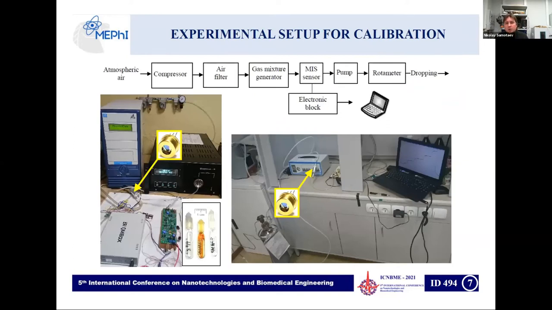Here we present some experimental setups which we're using for calibration, which contain a gas mixture generator, using special tubes containing ammonia for creation of sub-ppm concentrations of ammonia, and also other, interfering gases, which we are using in our experiment. Also we're using some electronics boards for data acquisition. And here is a sensor which is located in the stream of target gases.